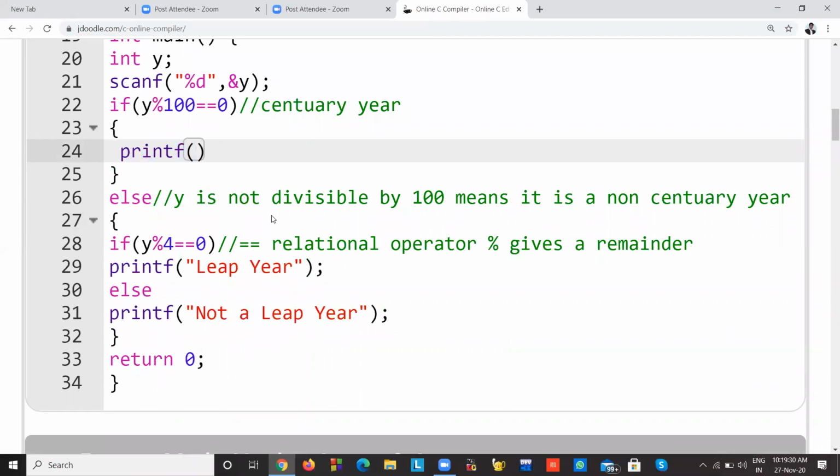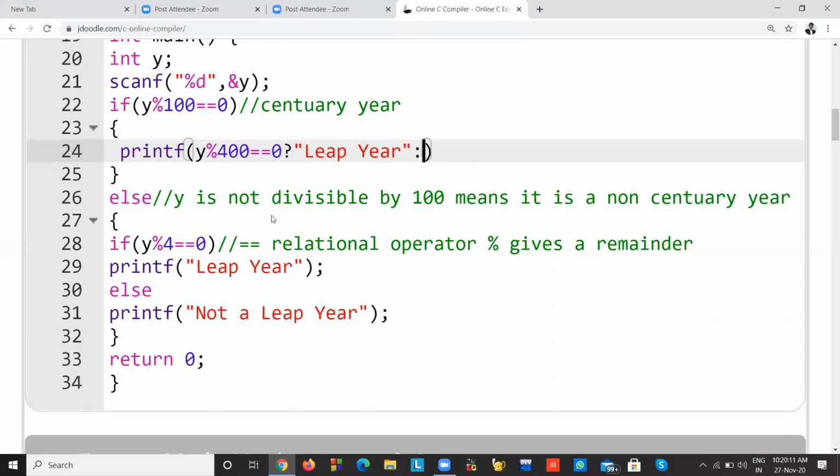Is the condition y mod what? Y mod 400 is equal to 0. This is the condition. Question mark. I'm writing a ternary operator here. So y mod 400 is equal to 0. That means if the remainder is 0, what do you want to print? You want to print a string, leap year. This is expression 2, a constant. This is called a string constant. What is a string constant? A group of letters enclosed in double quotation marks is called a string constant.